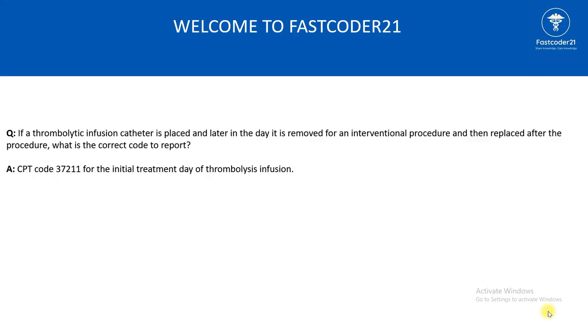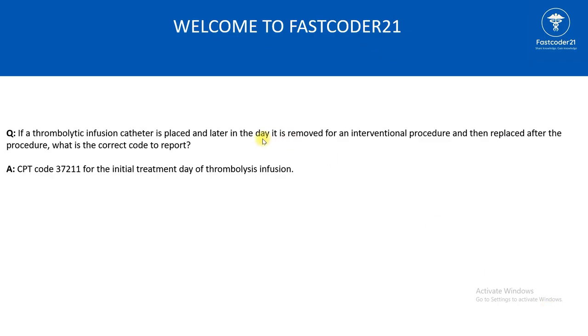Next question. If a thrombolytic infusion catheter is placed and later in the day it is removed for an interventional procedure and then replaced after the procedure, what is the correct code to report? CPT code 37211 for the initial treatment day of thrombolysis infusion. Here we need to understand what thrombolytic infusion is. Most of the time, the physician performs this thrombolytic infusion in order to dissolve blood clots.